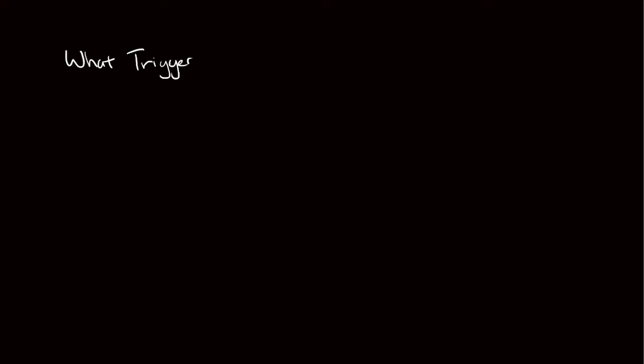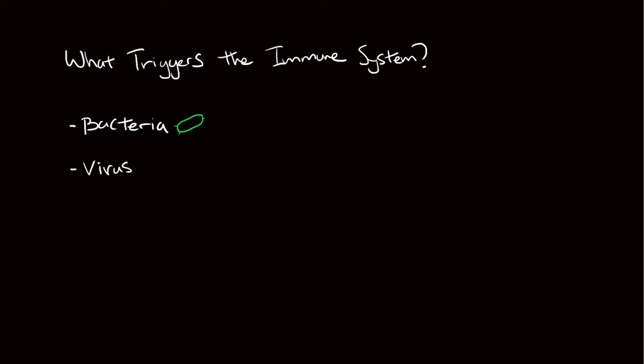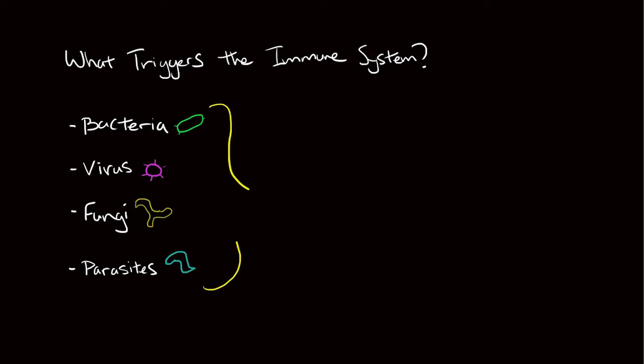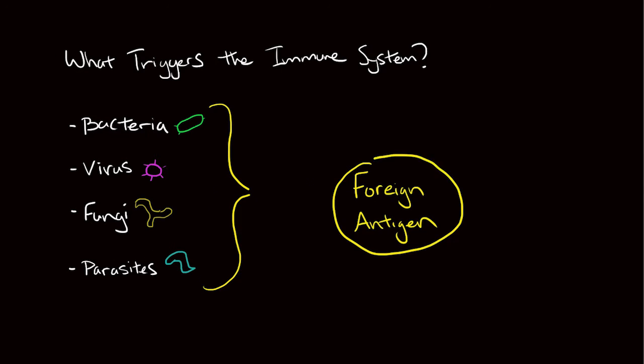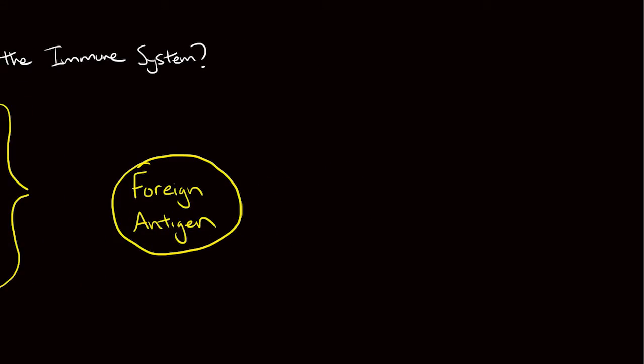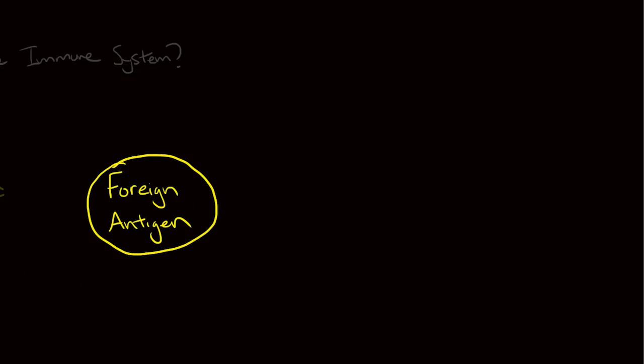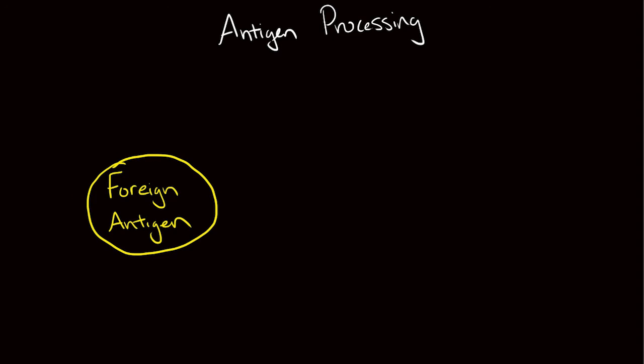We're going to start with a discussion of what triggers the immune system, and that is foreign substances such as bacteria, viruses, fungi, and parasites. The clustering of all those elements falls under the category of foreign antigen. When antigen enters the body as a foreign substance, the body recognizes that foreign substance and begins to process it through what is called antigen processing and presentation.